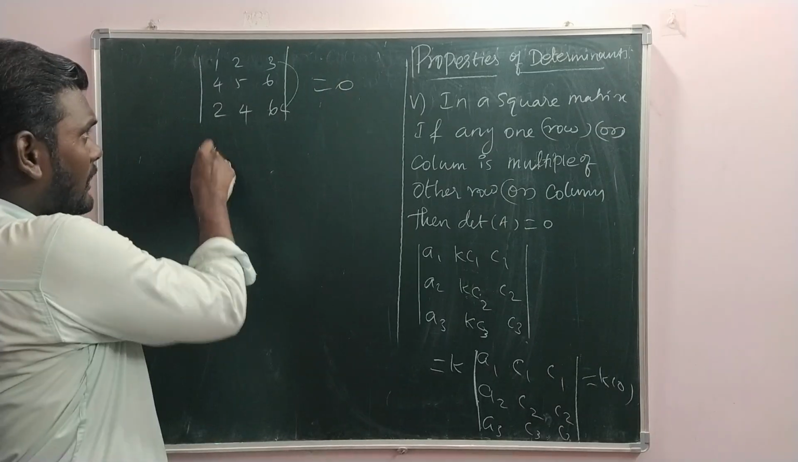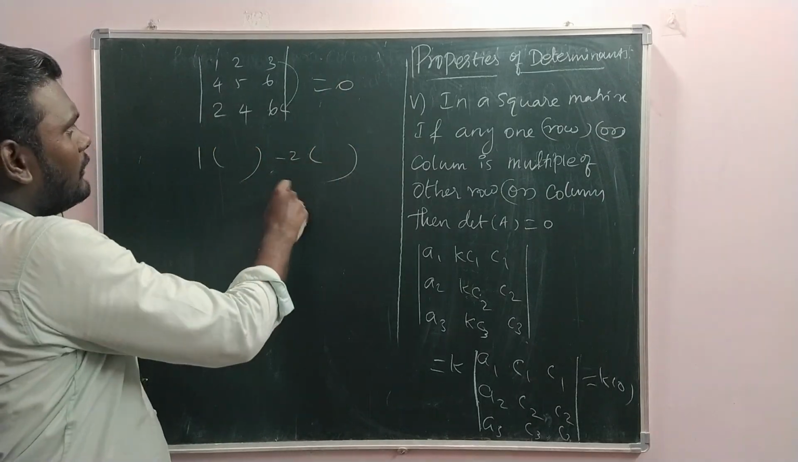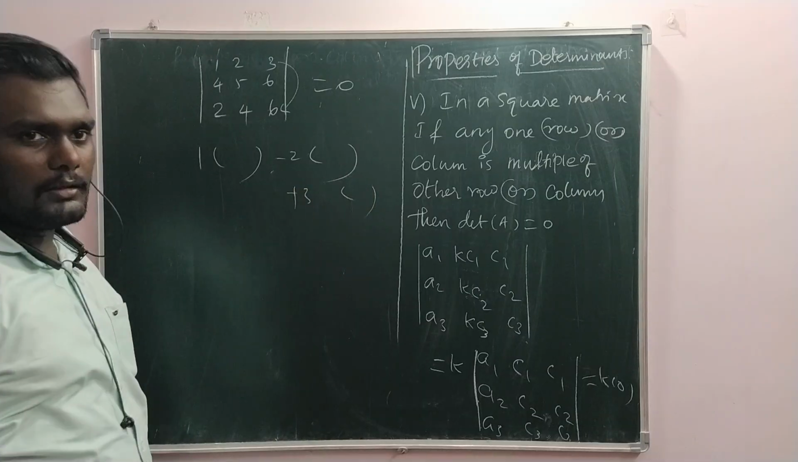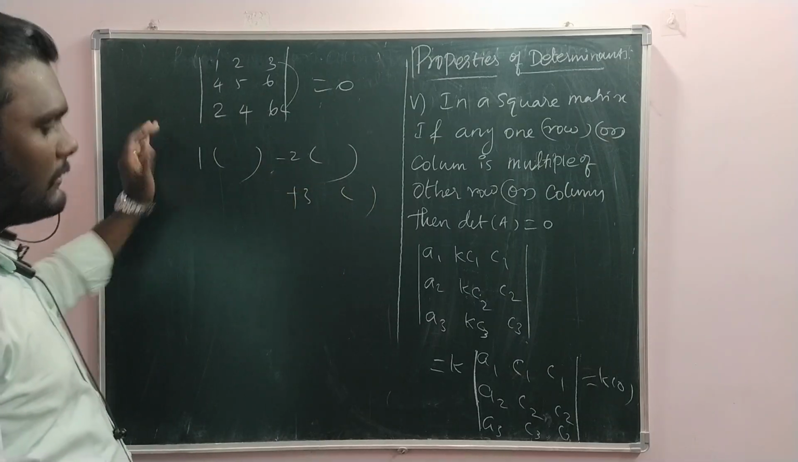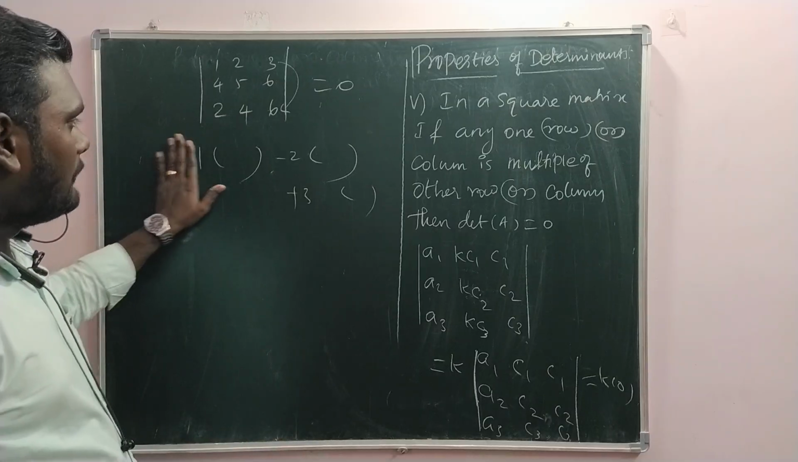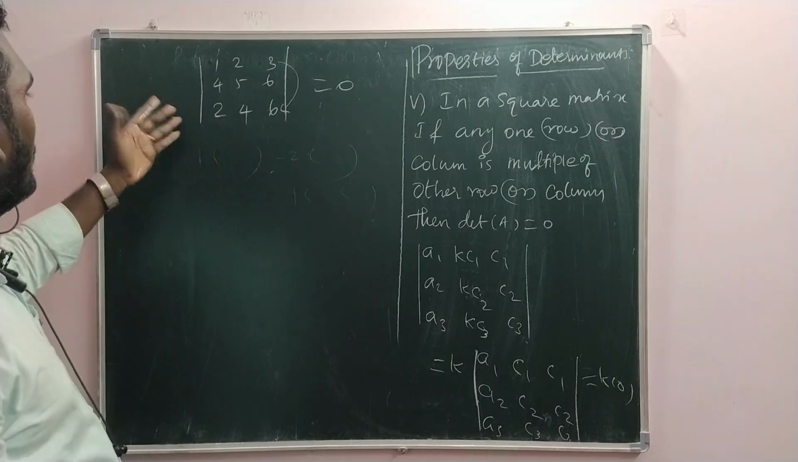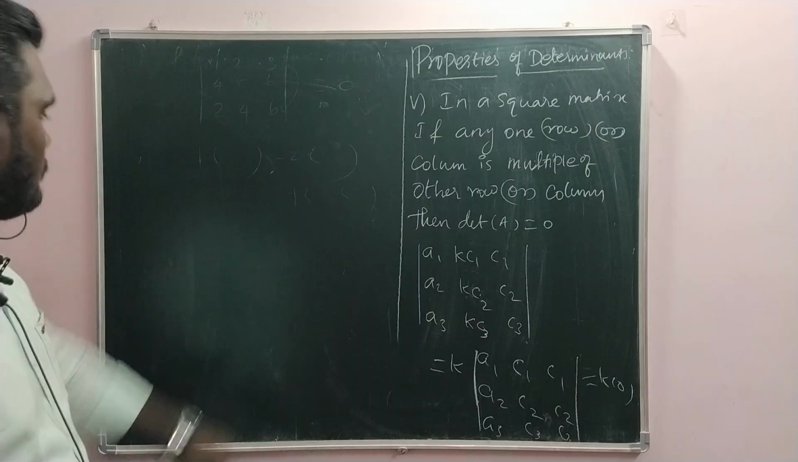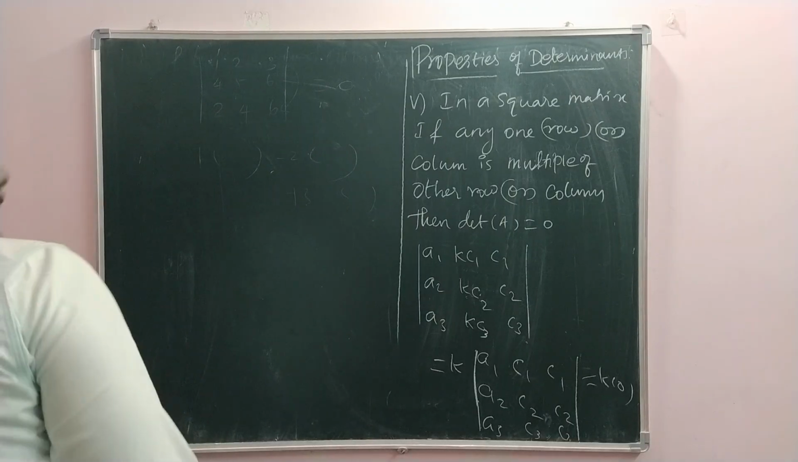We don't need to calculate 1 into this one minus 2 into this one plus 3 into this one, we don't need to calculate. Simply by observing it we can say. That's what this means. Any row or column, but you should observe clearly. And the other property, sixth one.